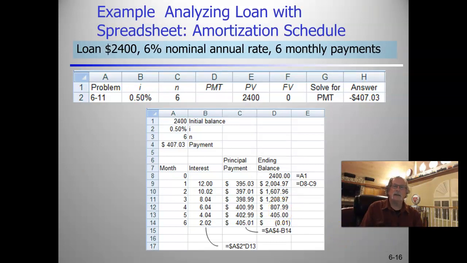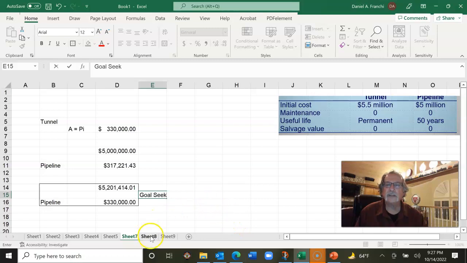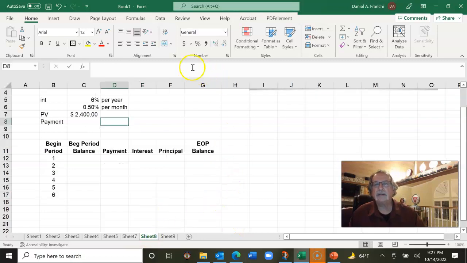Now let's look at this example. This is similar to what we did in the last video, and this is putting together an amortization schedule. So we've got a loan of $24,000, 6% nominal annual rate, 6 monthly payments. Monthly payments implies monthly compounding. So how do we deal with this? I like my way of setting up an amortization table. It's a little bit more detailed, but I think it's a little bit easier to follow.